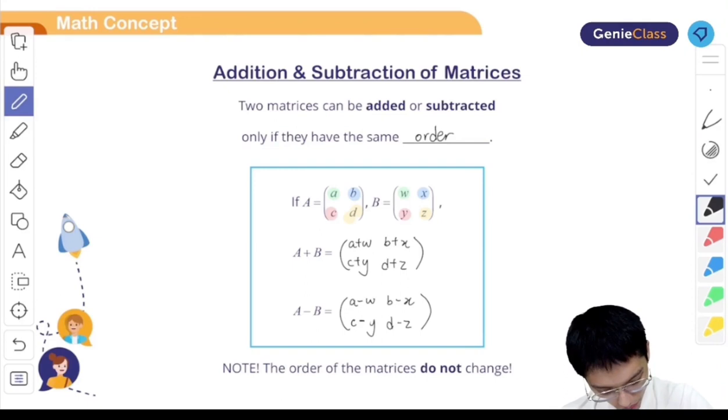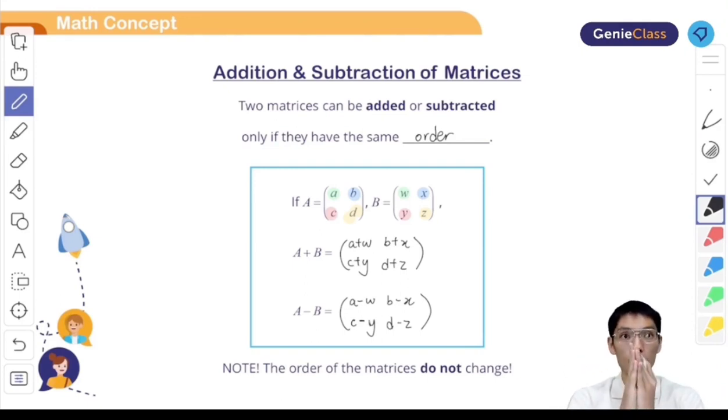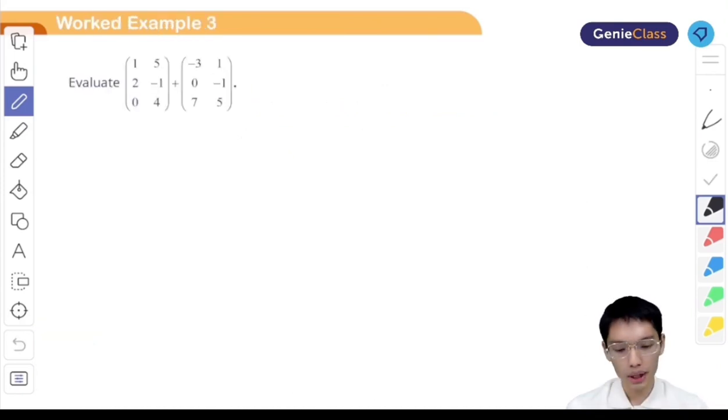So remember, when we add, we add at the corresponding equal position. If we subtract, we subtract at the corresponding equal position. That's very important. Now with this concept, I hope you all got it, and let's try a worked example.